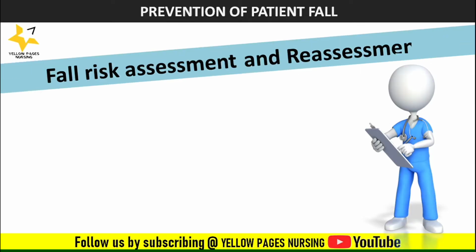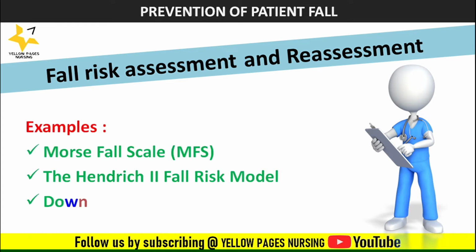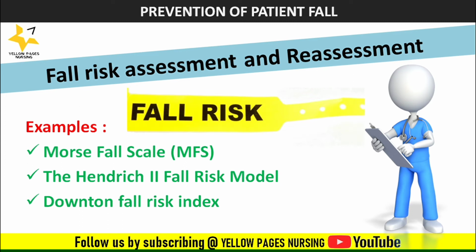Use a fall risk assessment tool to check if the patient is at high risk for fall. Here are a few examples of fall risk assessment scales: Morse Fall Scale, the Hendrich II Fall Risk Model, Downton Fall Risk Index. If the patient is at high risk for fall, do reassessment frequently. A fall risk band can also be placed on the patient's hand according to hospital policies.